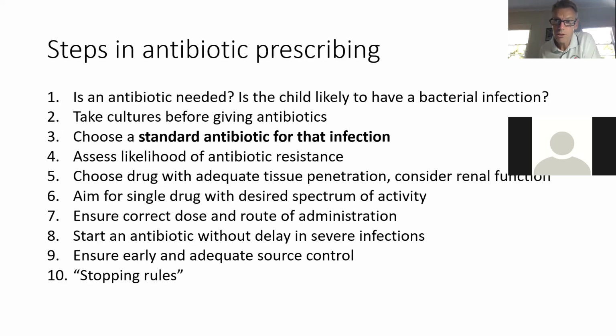So I just wanted to talk a bit about the steps in antibiotic prescribing, because sometimes we just assume that every child who comes with an infection needs an antibiotic, and we look up the book and we give the antibiotic. But the first question always to ask is, is an antibiotic needed? That's based on the question, is the child likely to have a bacterial infection? So many of the infections we see, at least half of them are not bacterial. And for many children, they don't actually need an antibiotic. So we've got to decide, do they need an antibiotic or don't they?